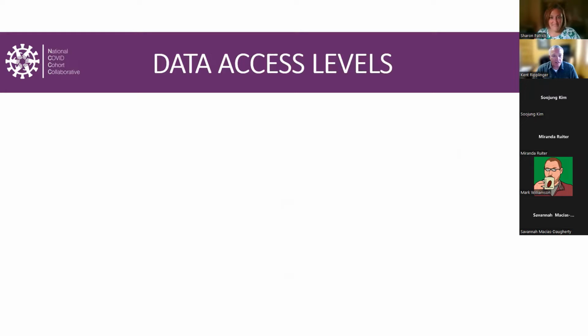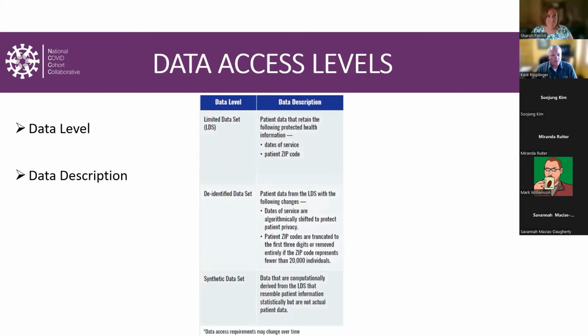I do think we need to talk about accessing the data, the data levels that are available in the N3C, and the description of the data. So the first thing we'll look at is the level of data that you can request access to. The first one is considered level 3 data. It's the limited data set. It's the most complete data available, and what it includes is the dates of service and patient zip codes.